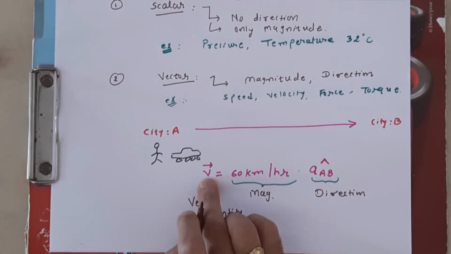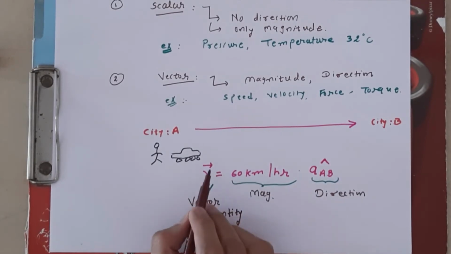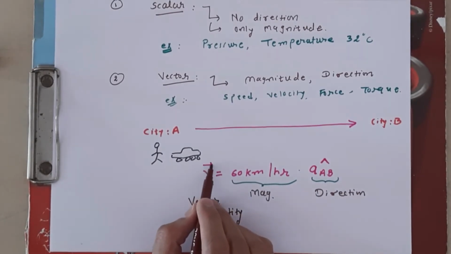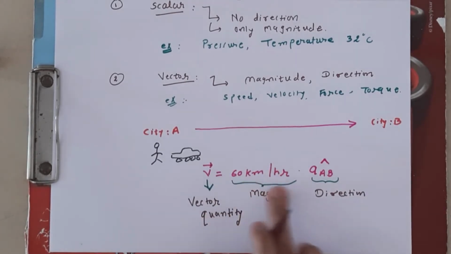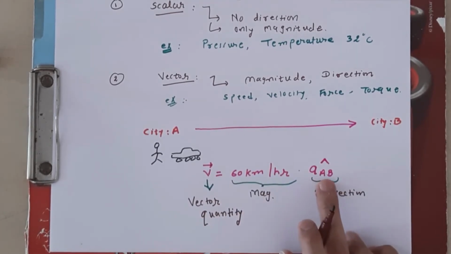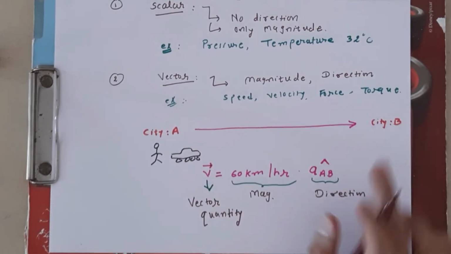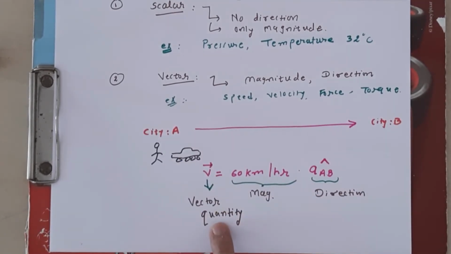So here V is velocity and is a vector quantity. So always we have to write a vector quantity in this way. V equals 60 km per hour is the magnitude, and in which direction? From city A to city B. So what does a vector indicate? A vector indicates magnitude and direction both.